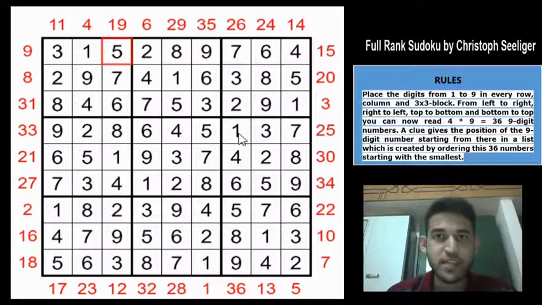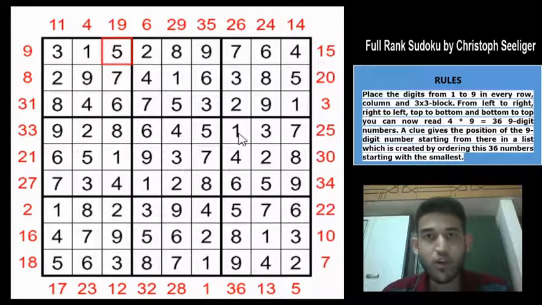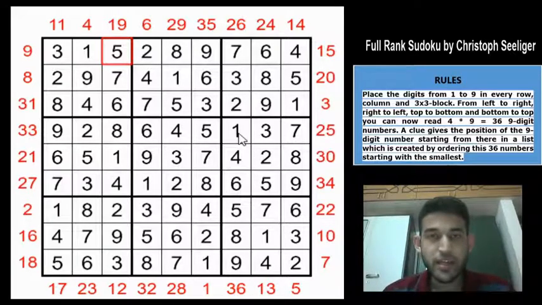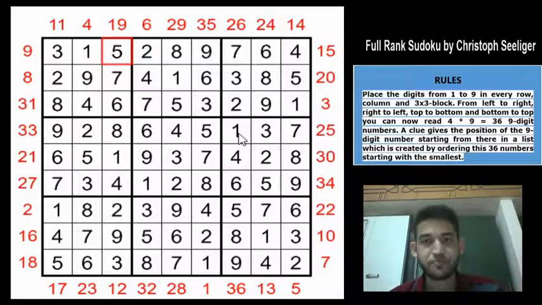You have to arrange them in ascending order, starting with the lowest of the 36 9-digit numbers, and then you keep on increasing them, arranging them in increasing order until you reach the largest one. Then you number the 36 9-digit numbers based on their increasing order. The lowest one will be given the position of 1, the next highest one will be given a position of 2, the next highest one will be 3, and so on and so forth until you reach 36.